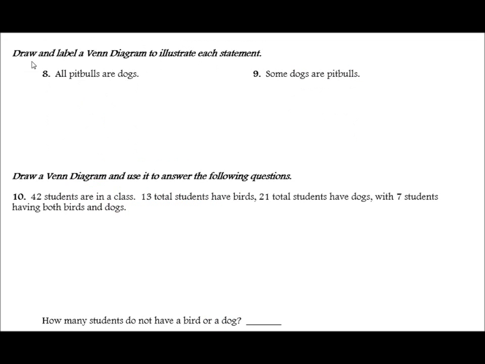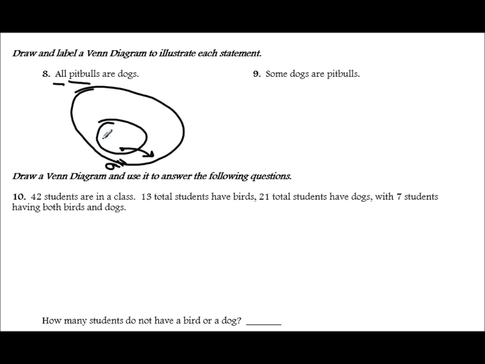Number 8 asks us to draw and label a Venn diagram to illustrate each statement. So the first statement is an all statement. An all statement means that you have one circle, and that circle is surrounded completely by another circle. So remember, from the inside out, it's an all statement. So the word before all should be on the inside, and that's pit bulls. The word following pit bulls will be on the outside. So we should be able to read it that all pit bulls are dogs. Inside out is an all statement.